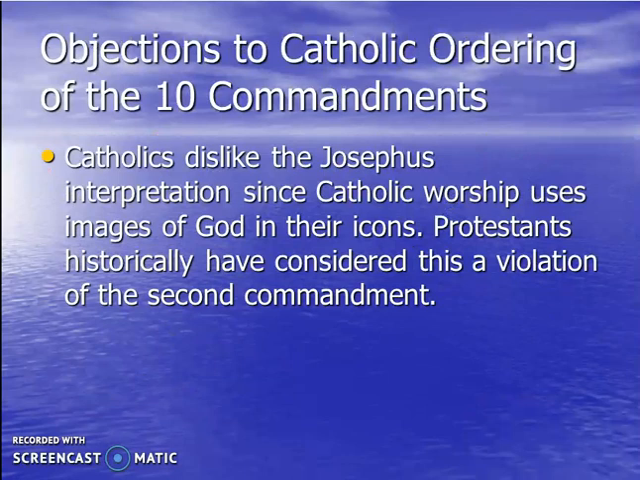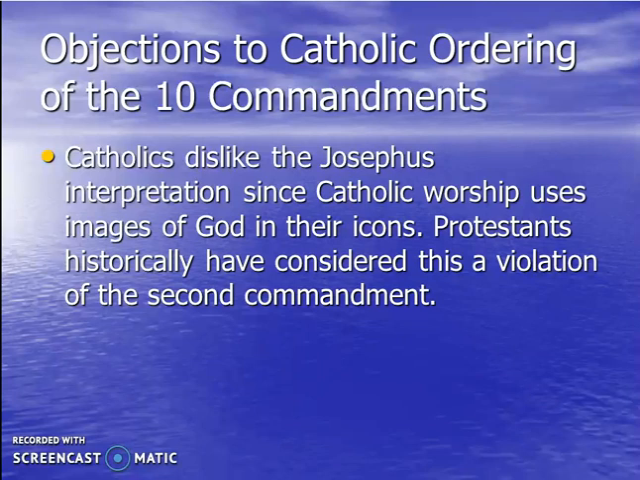Now, one reason why Catholics dislike the Josephus ordering and interpretation is that in Catholic worship they use images of the true God, images of Jesus, and in some cases even images representing God the Father and God the Holy Spirit in their icons for worship. Well, the Josephus ordering and interpretation would seem to imply that the command against other gods and the command against images are not exactly the same command against idolatry, but that the command against images would include images of Yahweh or of the true God.